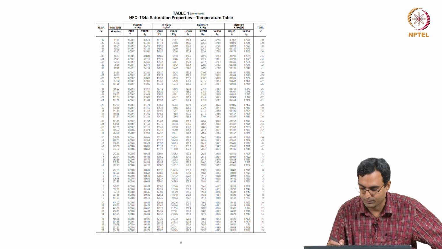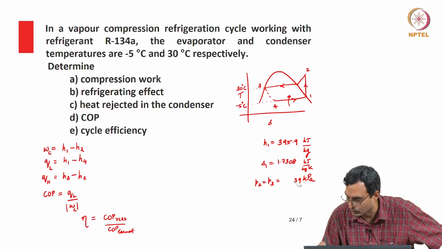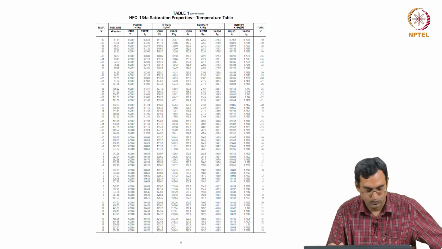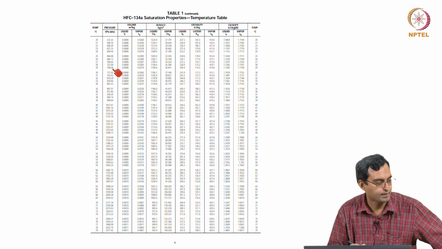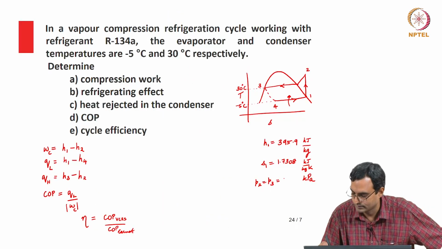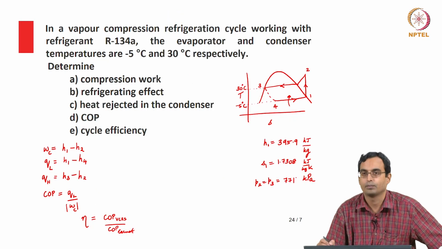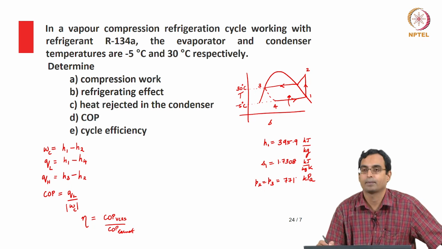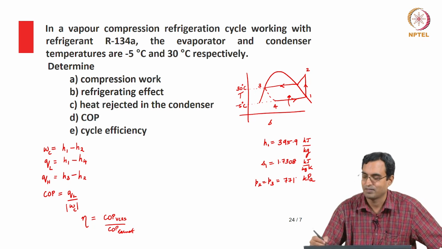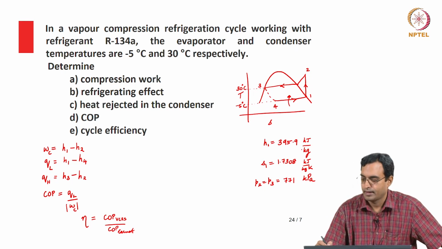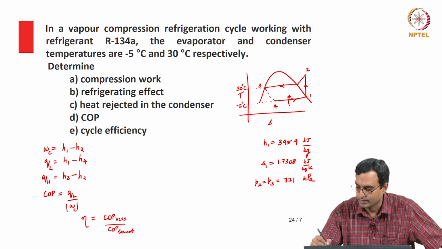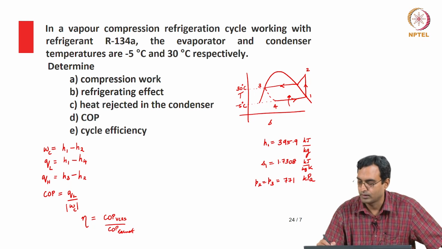But we are not looking for pressure at 1. What we want is pressure at 2. So, 2 is at 30 degrees. So, the pressure is 771 kilopascal, which is the same as in the other tables. I was a little surprised that we are getting a different pressure value, but we were just looking at the wrong point. So, what we want now is something close to 770, because that is the pressure in this line, and we want an entropy close to this.